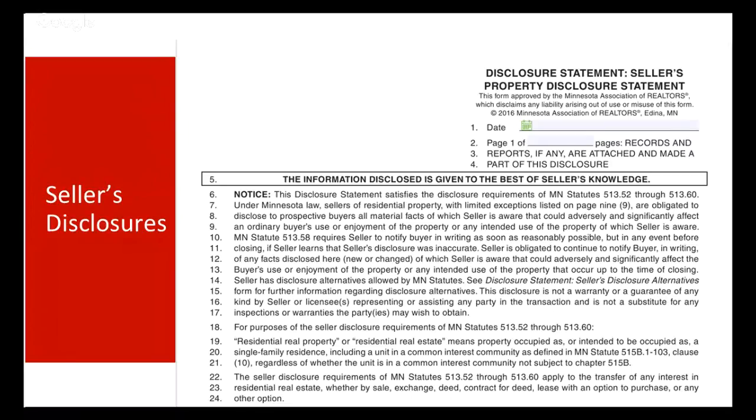Okay, line 14. Seller has disclosure alternatives allowed by state law. For further information regarding disclosure alternatives, this disclosure is not a warranty or a guarantee of any kind by the seller or the seller's agent, and is not a substitute for any inspection or warranties the parties may wish to obtain.